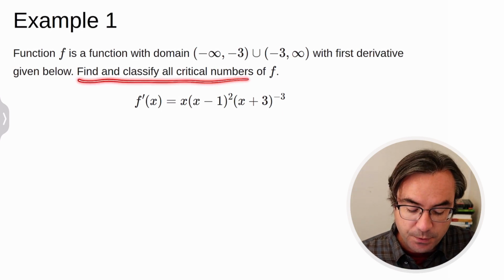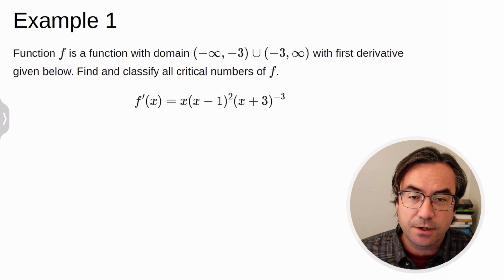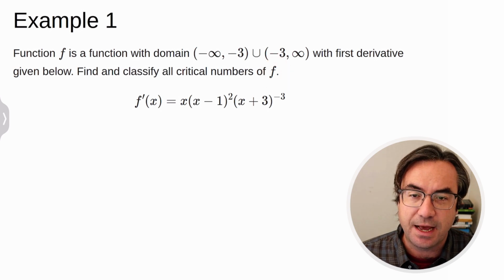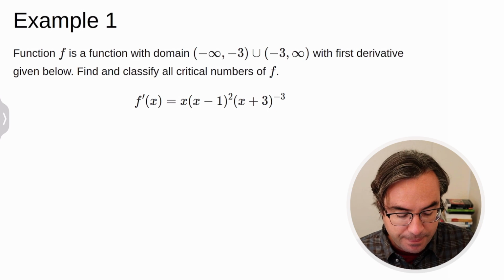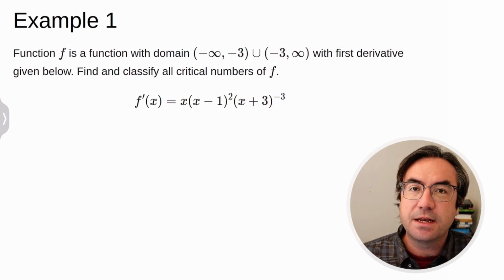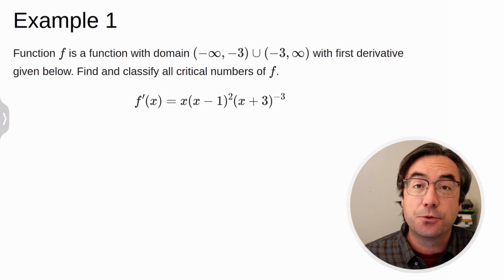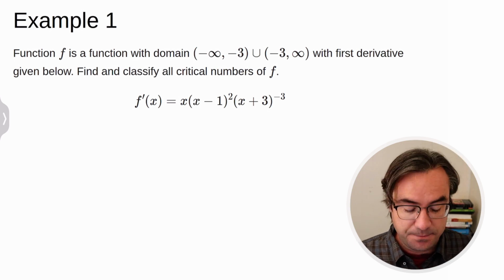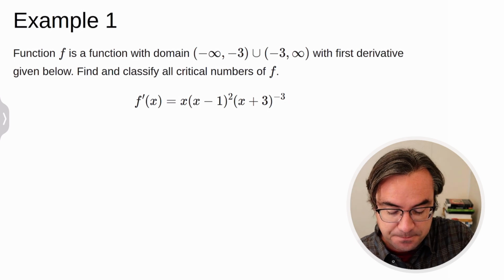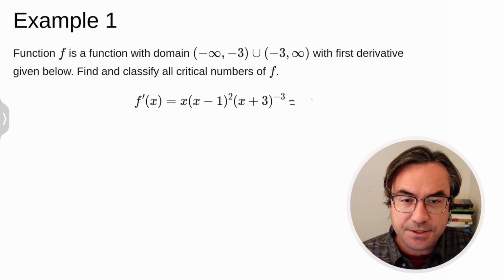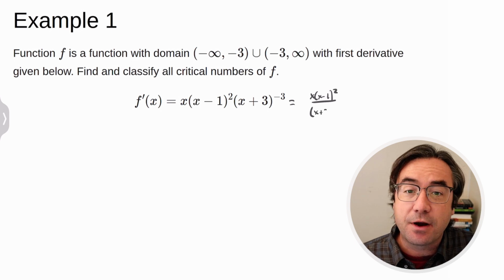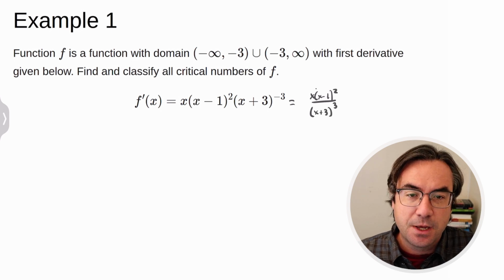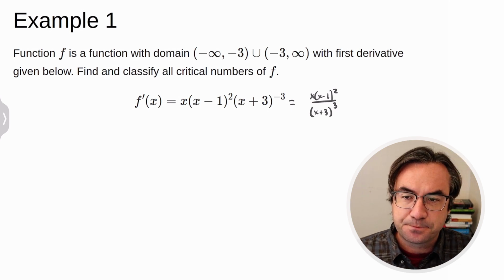And what we want to do is find and classify all critical numbers of our original function f. So before we get going, we see a negative exponent, usually helpful to rewrite this as a fraction. So we're going to rewrite this as, we'll put the x times x minus 1 squared in the numerator, and then in the denominator we'll have our x plus 3 cubed. All right, so we're just rewriting this.